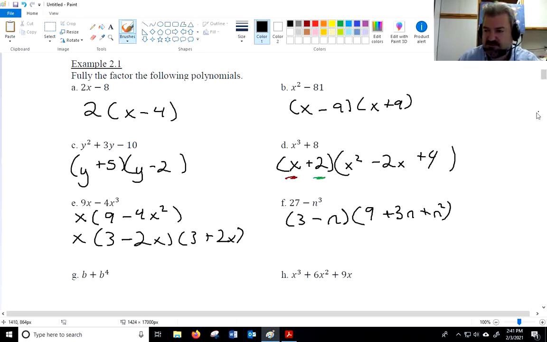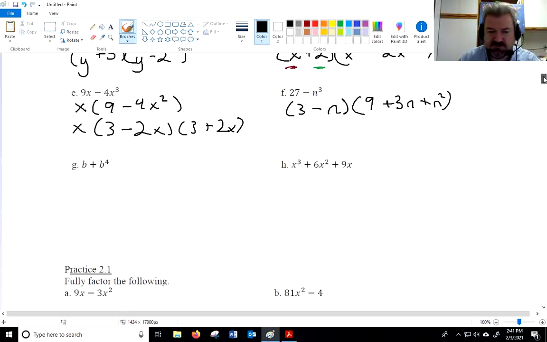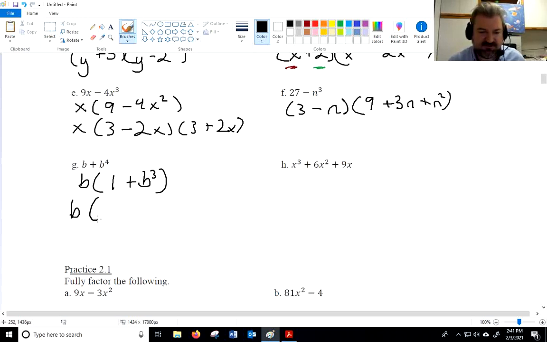All right, got a couple more here to do. We have b plus 4b cubed. You can factor out a b because there's a b in each term, which would make that 1 plus b to the third. That's a sum of two cubes. So it's 1 plus b, because the cube root of 1 is 1. Then I square that, multiply it together, and change the sign, and then square that.